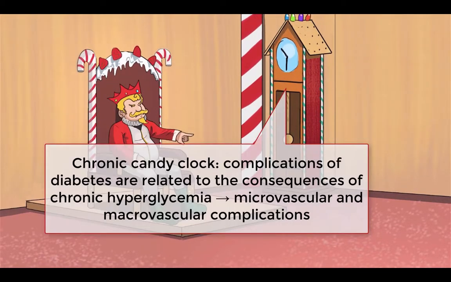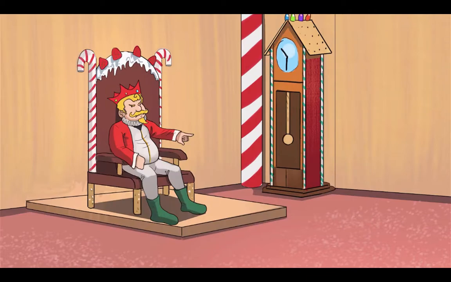Complications related to diabetes are predominantly related to the consequences of chronic hyperglycemia, and these are divided into two major categories: microvascular and macrovascular complications. To evoke an image of chronic hyperglycemia, we've drawn in a recurring symbol for chronic disease, a chronic grandfather clock, this time covered in sugary treats. Because hyperglycemia is the driving force behind these complications, glycemic control is extremely important. Therefore, we monitor these patients and their response to treatment closely.